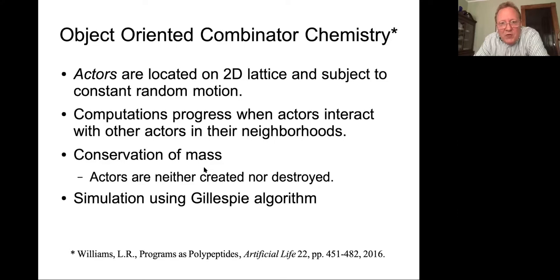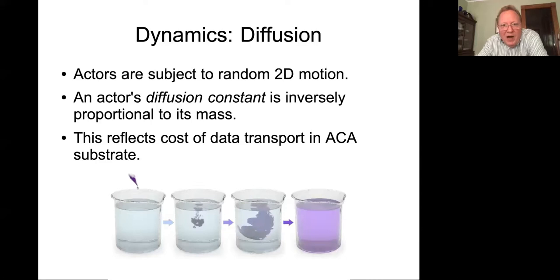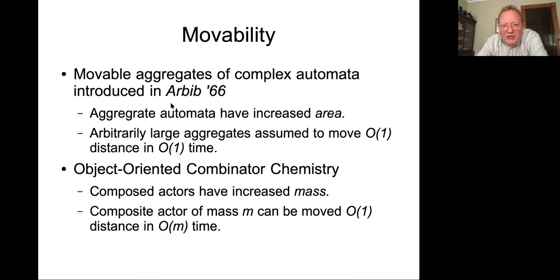Let's continue on mine. I'm going to skip that. I already said this, but maybe I should go back, because I think this is an interesting point. There was this really interesting paper by Michael Arbib way back in 1966 on movable aggregates of complex automata. The question of how to achieve objects of increased complexity in cellular automata, or even asynchronous cellular automata, is a hard and difficult question. People like Arbib have been thinking about it for a long time. And Arbib made a very common mistake. He assumed that more complex automata would necessarily be represented by larger areas of the substrate. And in order to move them, he further assumed that it would be possible to move an arbitrarily large area of the substrate order one distance in order one time. And this is fallacious.